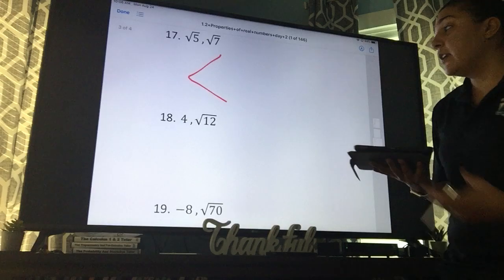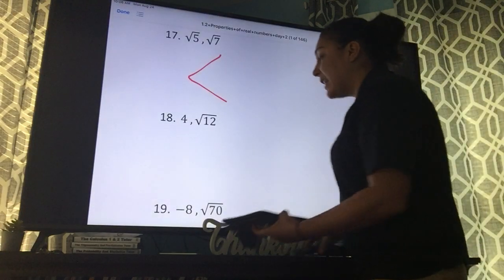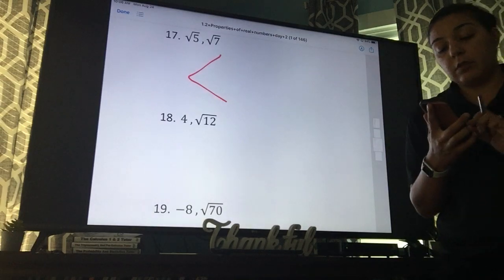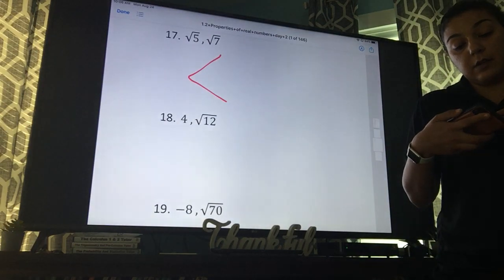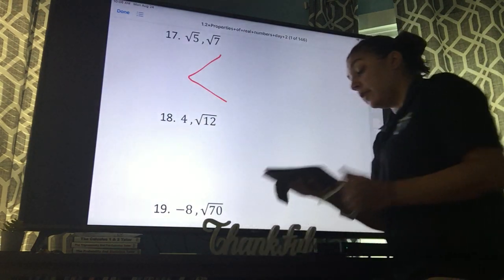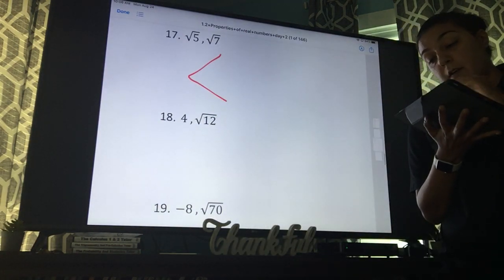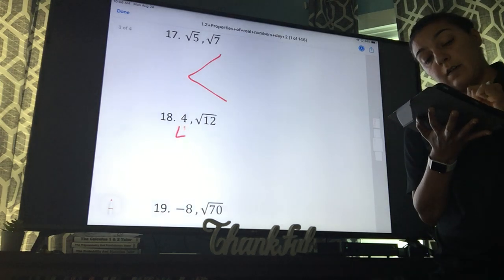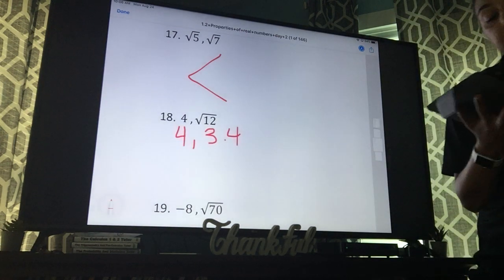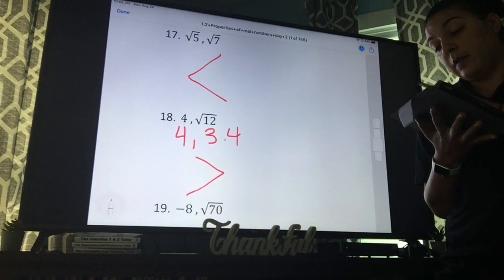4 and the square root of 12. I'll be honest, I don't know what the square root of 12 is, so this is one where you're going to kind of need your calculator. You put in 12, press the square root button, and it's 3.4. So you've got 4 and 3.4. Which one is bigger? Obviously, 4 is bigger.